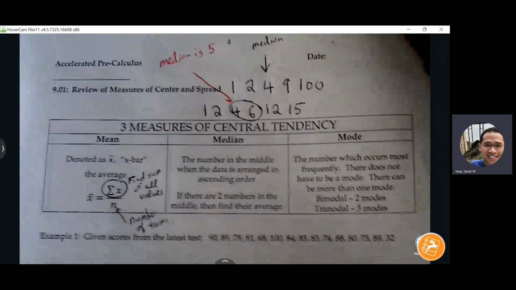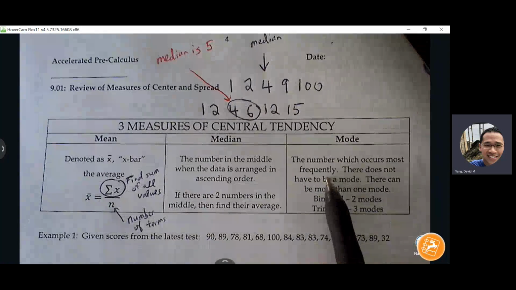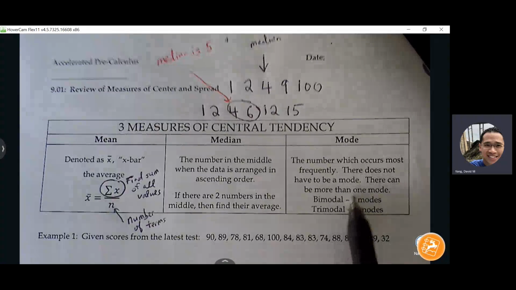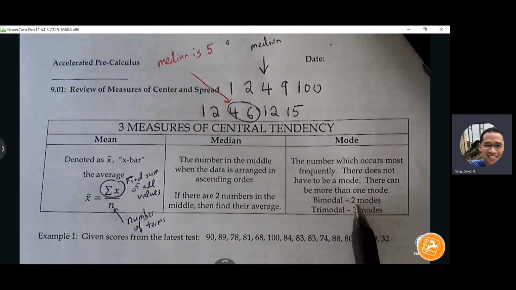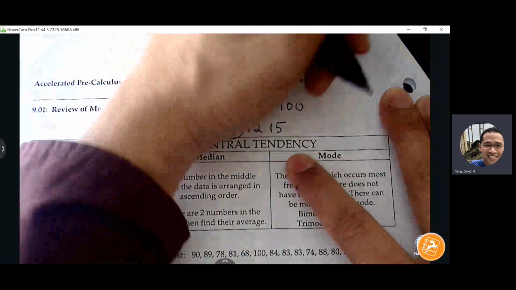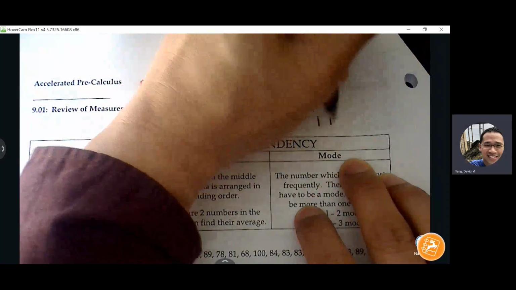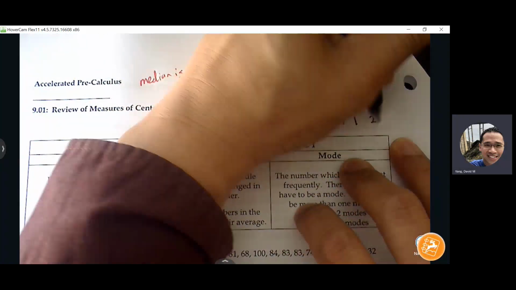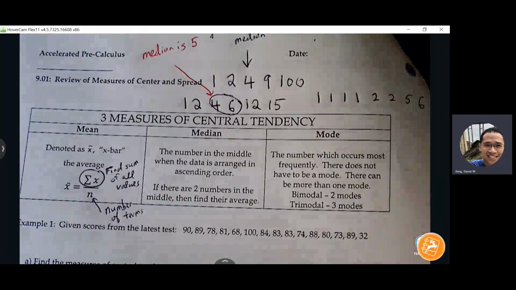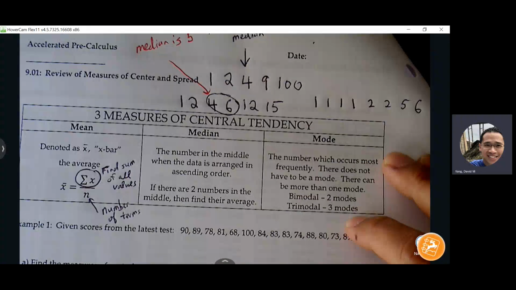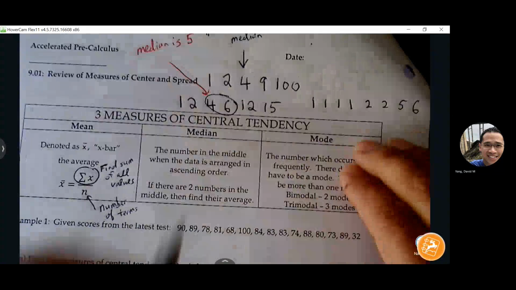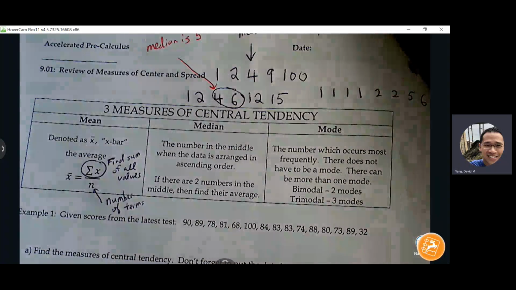Okay, so mode is the number that occurs the most frequently. There does not have to be a mode, and there can be more than one mode. Bimodal will be 2 modes, trimodal will be 3 modes. So let's say I had 1, 1, 1, 1, 2, 2, 5, 6. What's the mode in this set of data? 1, right? 1 appears the most often. But if everything appears just once, then there is no mode.